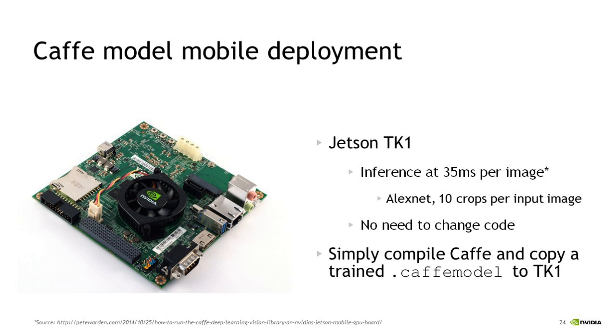where you have Caffe running in the Linux installed on the Jetson, and for AlexNet applied to images for inference, you can get inference at at least 35 milliseconds per image with no need to change your code. It's a very straightforward deployment.